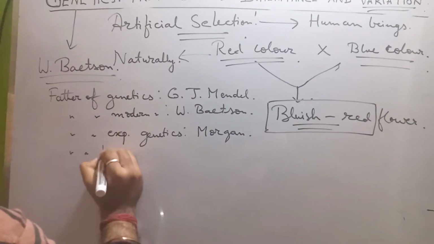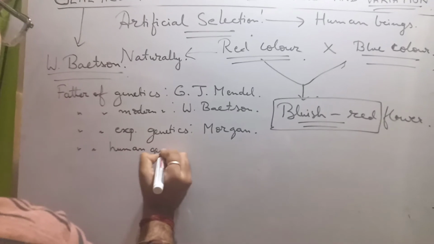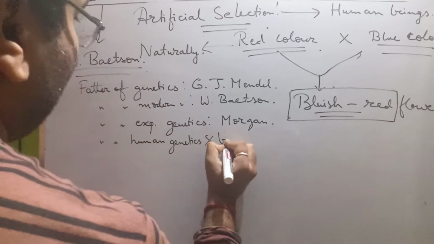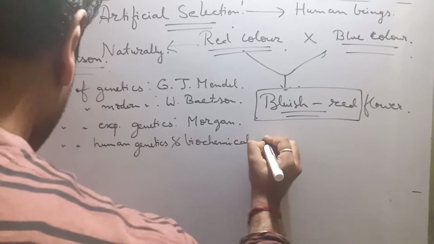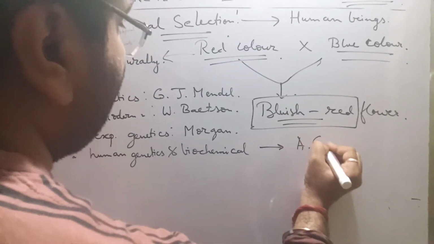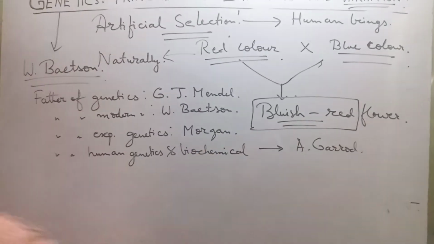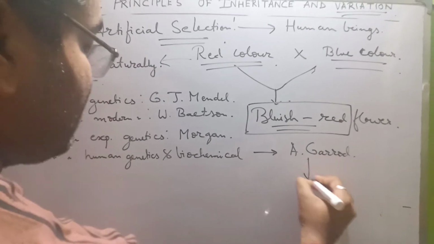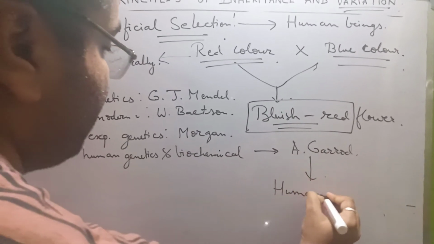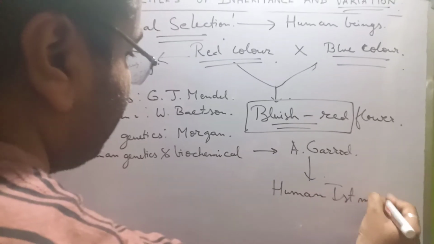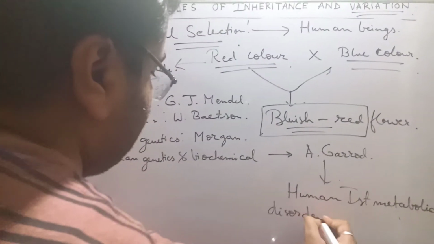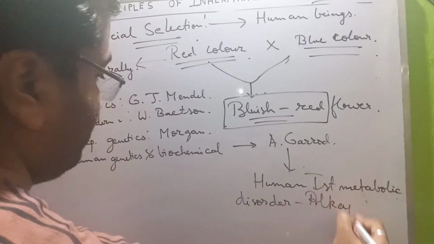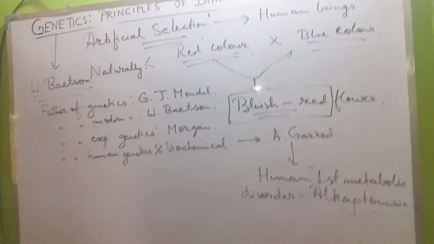Father of human genetics and biochemical aspects is A. Garrod. And A. Garrod was the scientist who first discovered in humans the first metabolic disorder, that is alkaptonuria. This was the first human metabolic disease discovered by A. Garrod.